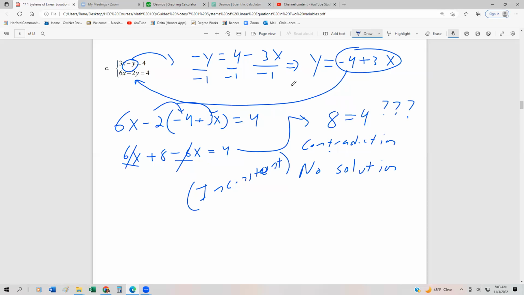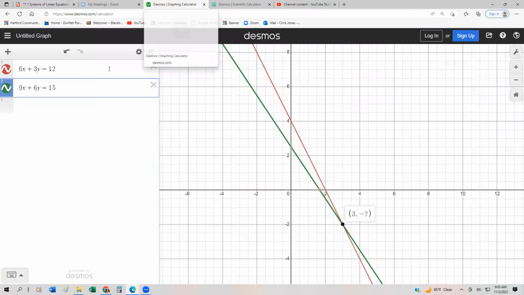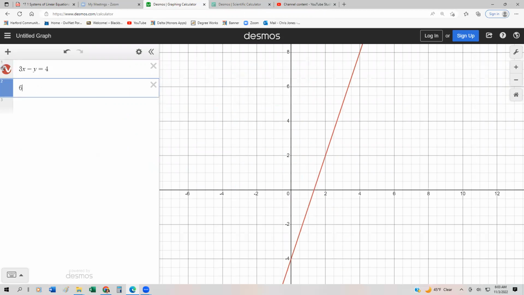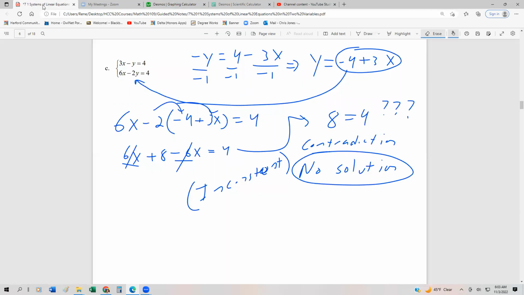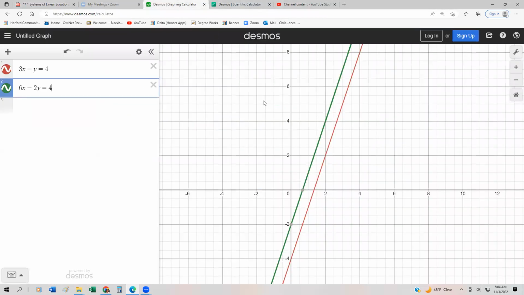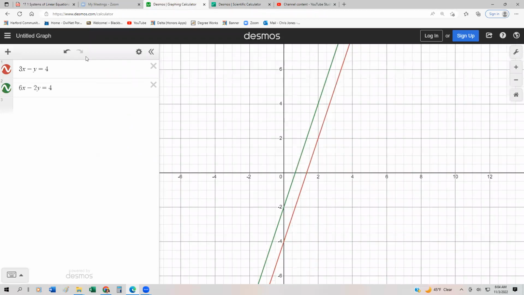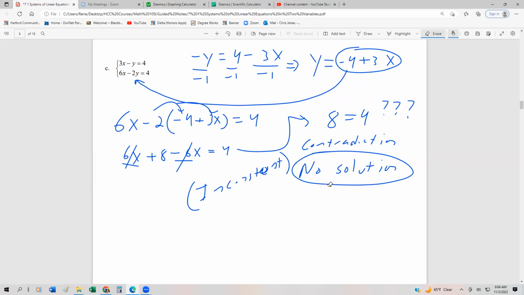I know I said I wasn't going to do this, but I lied. I'm going to graph these just to show you that there is no solution to this. So we have 3x minus y equals 4. And then we had, I think it was 6x minus 2y equals 4 as well. Let me just verify that. And 6x minus 2y is equal to 4. And so what we'll notice is that the lines are parallel to one another. They never intersect. So that verifies that they are indeed an inconsistent system.